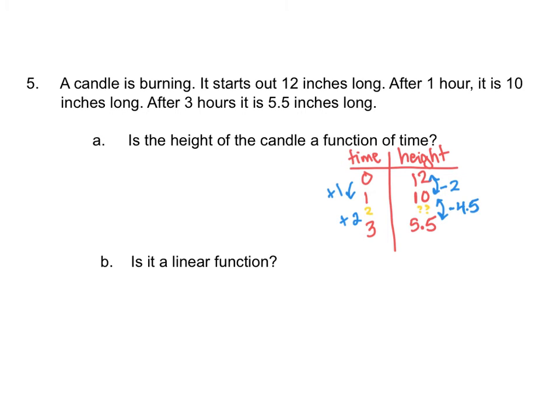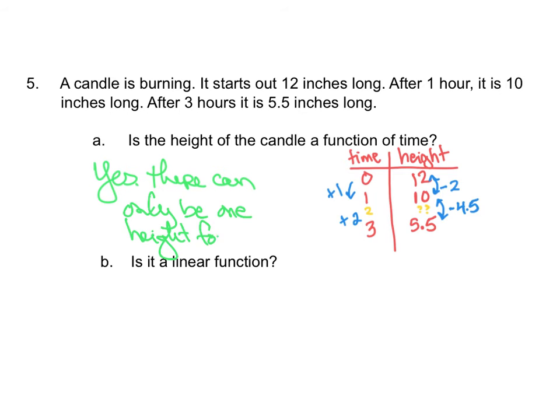Okay, so let's look at the pieces of information. Is the height of the candle a function of time? So for every output, do we have exactly one input? The answer is yes. There can only be one height for each time.